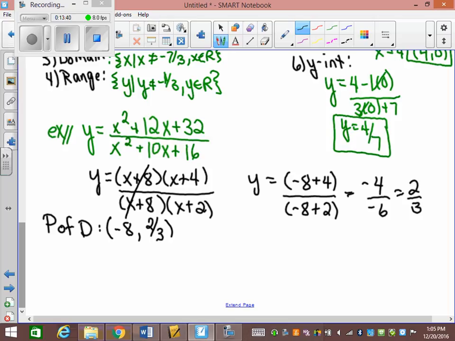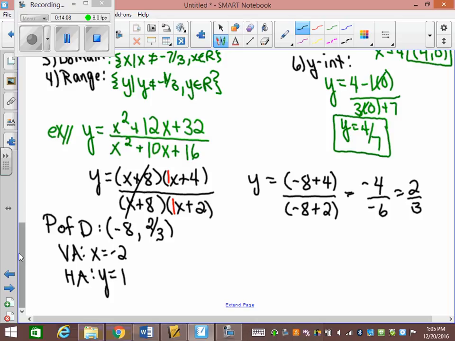What happens with these two? What does this get you? This gets you your vertical asymptote. It's at x equals negative 2. Your horizontal asymptote is at y equals 1. The reason why that is what you have left over is the same degree, so you take the coefficients of the two.